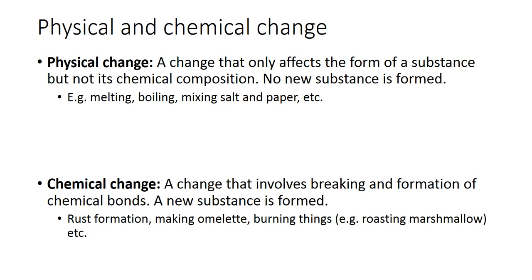One major difference between a physical change and chemical change is that it is very difficult to reverse chemical changes. You can easily reverse physical changes. For example, if you melt water and it becomes liquid, you can decide, no, I don't want melted water, let me freeze it. So you can reverse back to the solid form of water. So that is a physical change.